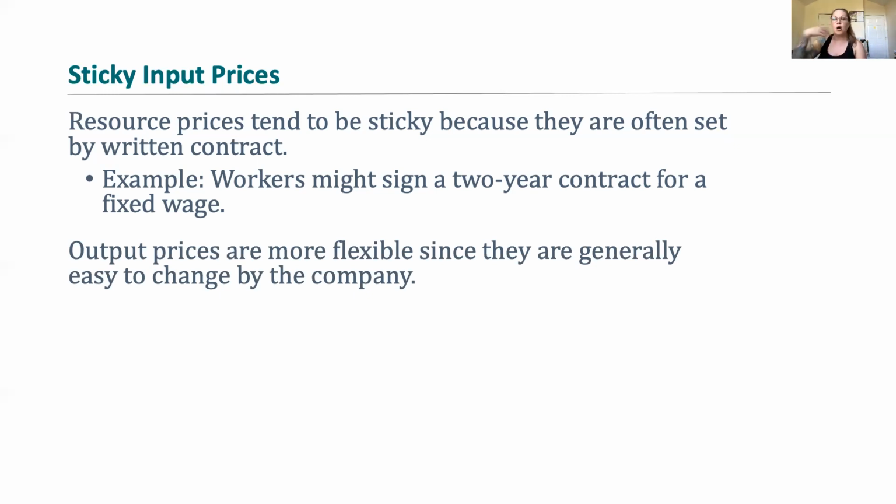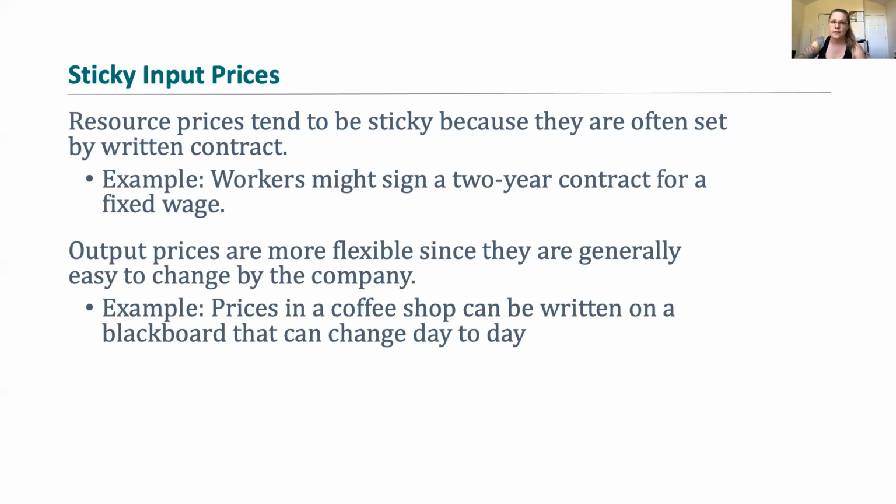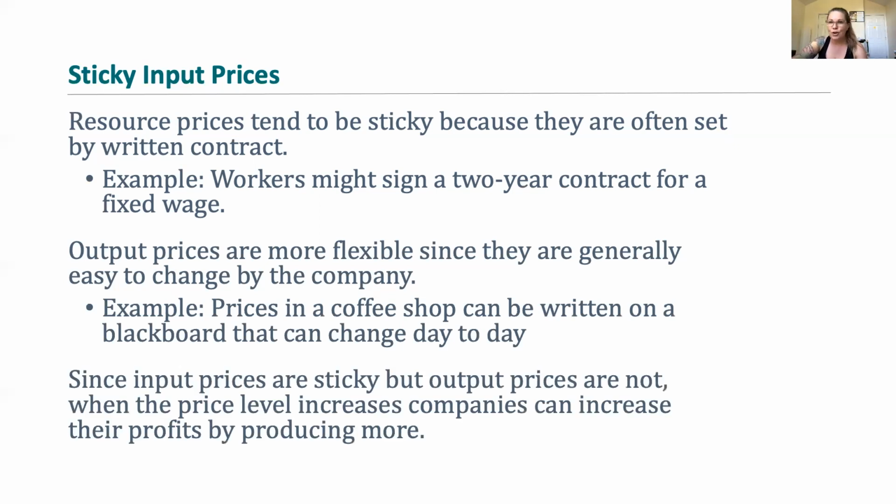So output prices are much more flexible since they're generally easy to change by the company themselves. Input prices require other players, right? Prices at a coffee shop can be written on a blackboard and erased and changed the next day. But the price of actually procuring coffee beans is not as easy to change. And so input prices are sticky, output prices are not.